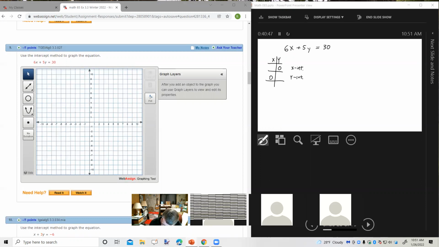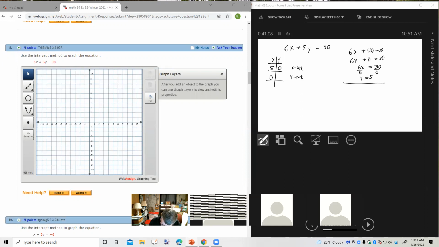Setting y equal to 0, 6x plus 5 times 0 equals 30. 6x plus 0 equals 30. 6x equals 30. Divide by 6, x equals 5. Okay.